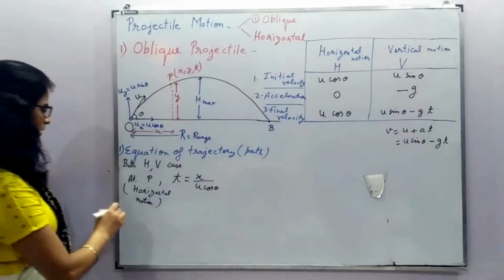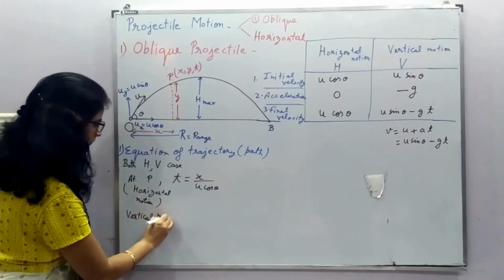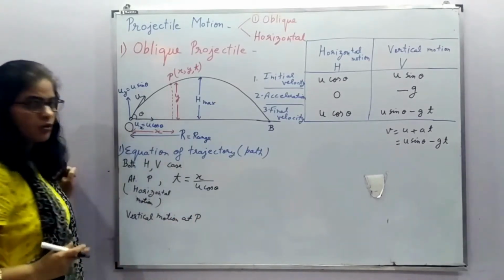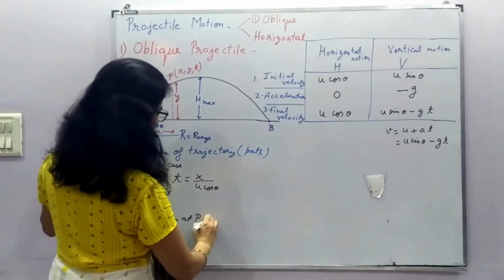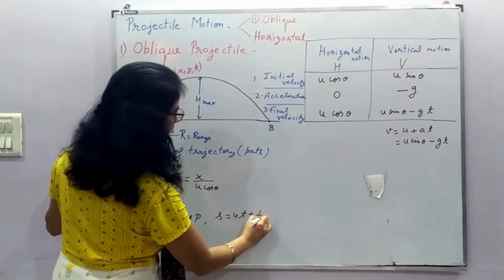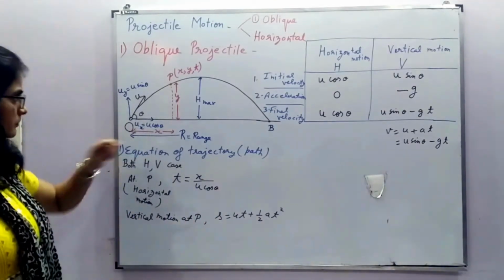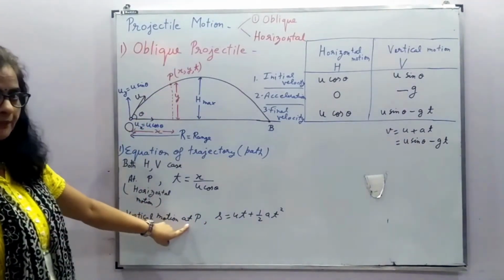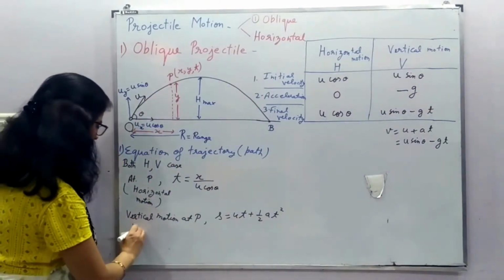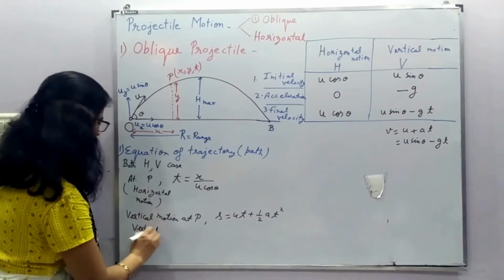Now we will consider the vertical motion at P. Which equation are we using here for the trajectory? S is equal to ut plus half at square. So S is what? At point P we are talking about the vertical motion.